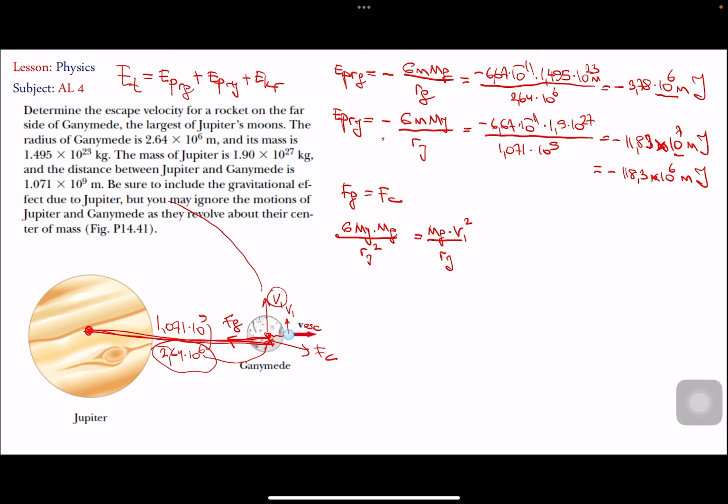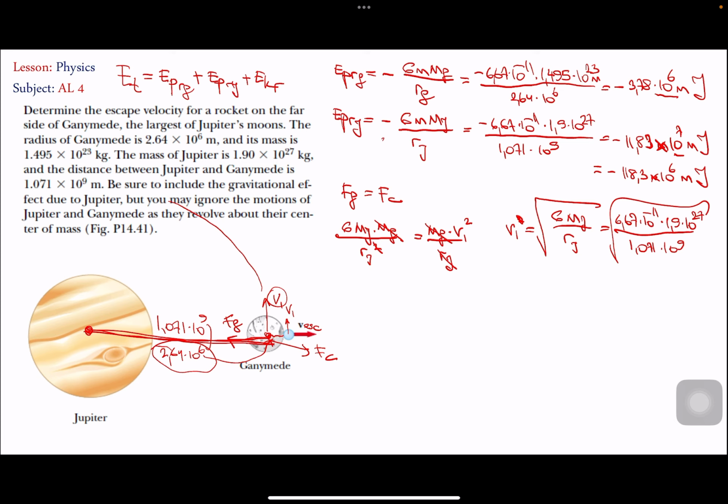I can simplify one of the radii here, and I can simplify the mass of Ganymede, and you see here that v1 squared will be equal to G times the mass of Jupiter over the radius. So v1 is in the root, G times mass of Jupiter over the distance. If I put the numbers, 6.67 times 10 to the power of minus 11 times 1.9 times 10 to the power of 27, over 1.071 times 10 to the power of 9, I'll take all of this in the root.